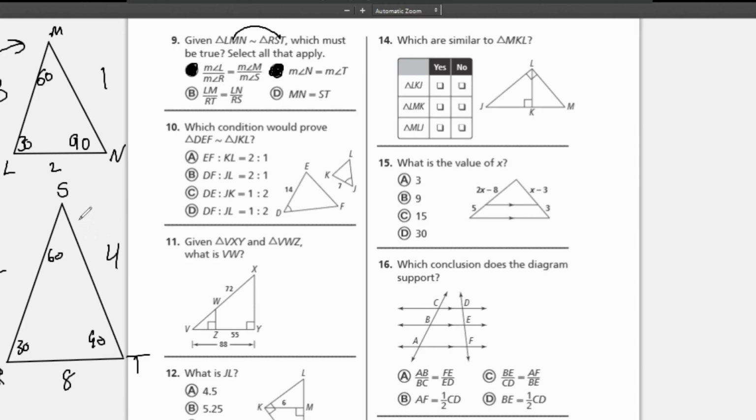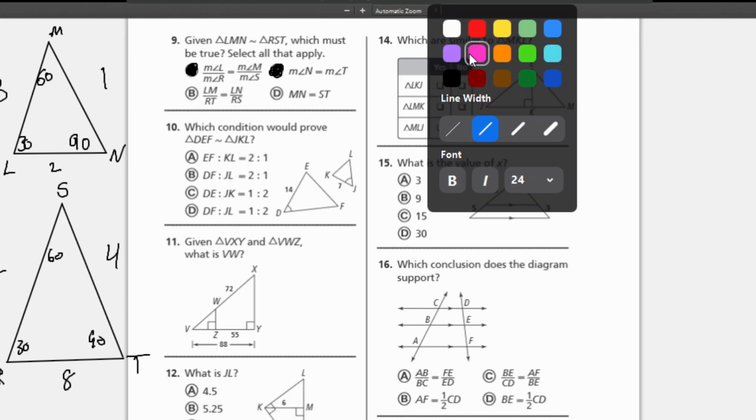M and S must be on the same spot. They are. And N and T are corresponding, and I've drawn them to be that way. This is exactly what we were saying to do in our heads just a few minutes ago in this same video. So now let's look at why the measure of angle L divided by the measure of angle R is equal to the measure of angle M divided by the measure of angle S.